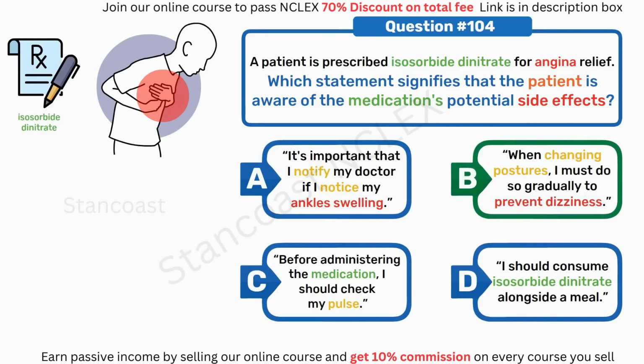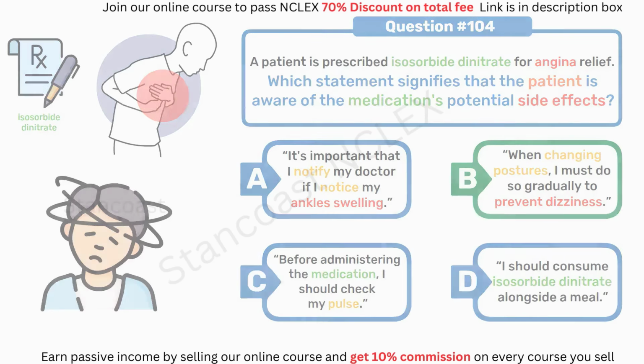Here, option B is correct, because isosorbide often results in side effects such as dizziness, a feeling of lightheadedness, and a drop in blood pressure upon standing. To mitigate these effects and avert potential fainting episodes, patients should be advised to transition between positions in a gradual manner. Swelling of the ankles isn't a consequence of isosorbide use. There's no necessity for the patient to measure their pulse before medication intake or to pair the medication with food.